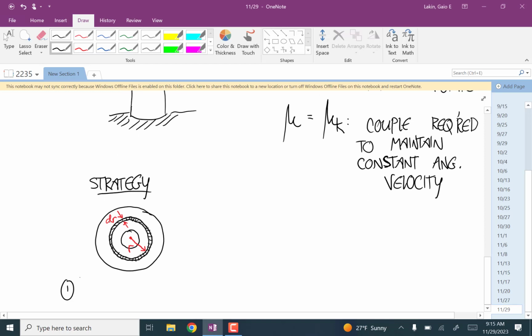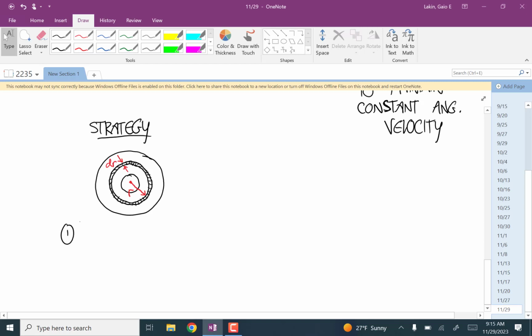ground is taking up that total normal force, right? So how is it split up? Well, it's just split up by areas. So first, we're going to figure out the infinitesimal fraction of that normal force that's acting on that infinitesimal area.